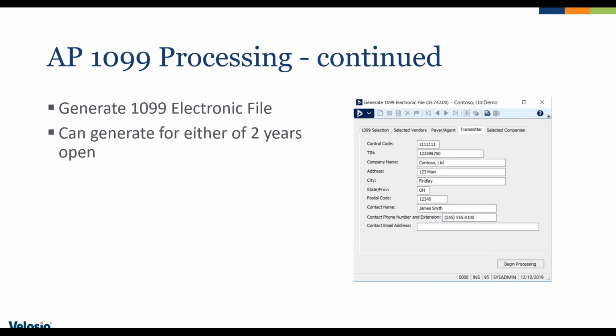The control code at the top of this tab, this comes from the IRS. Most of the rest of this information populates from your company maintenance screen in SL. So if something looks incorrect as it defaulted in, you can trace that back to the company maintenance screen and tweak that so that it's accurate. You can also just override the information directly on this window. It will not write back to company maintenance though for you.